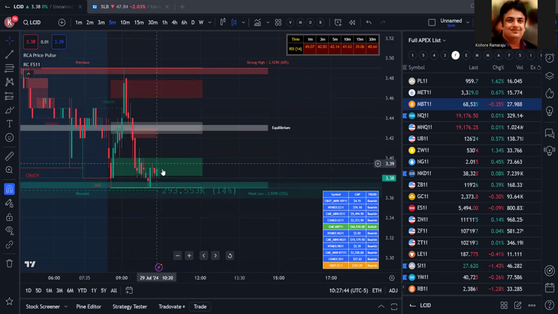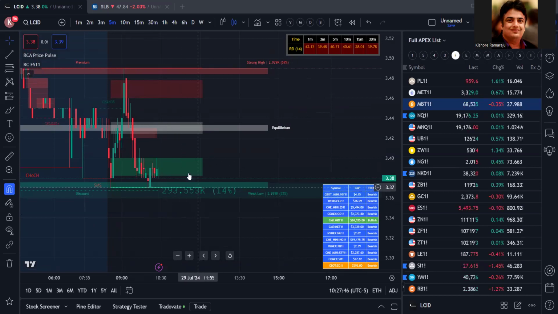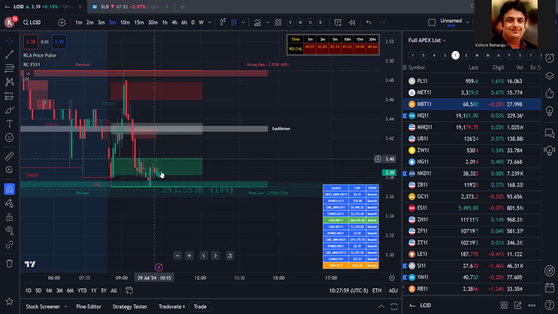Lucid is also looking good because there is a huge buy order block here. I touched this one and then Tesla made a huge move. So all these are EV stocks. So based on Tesla, this also can start, right?